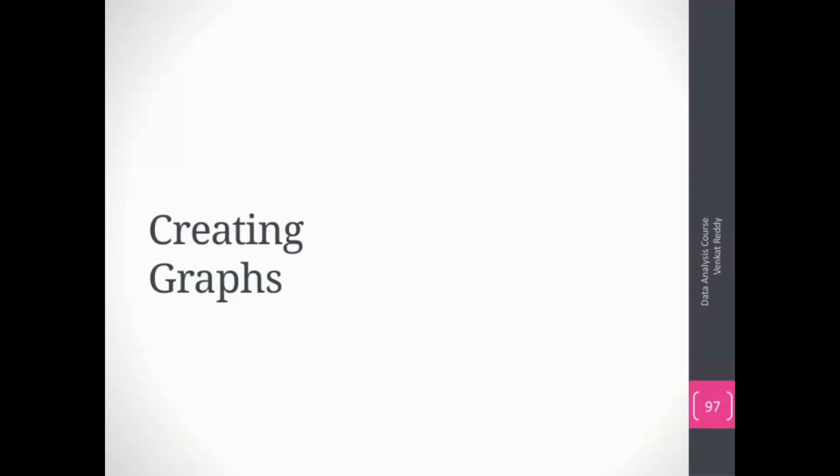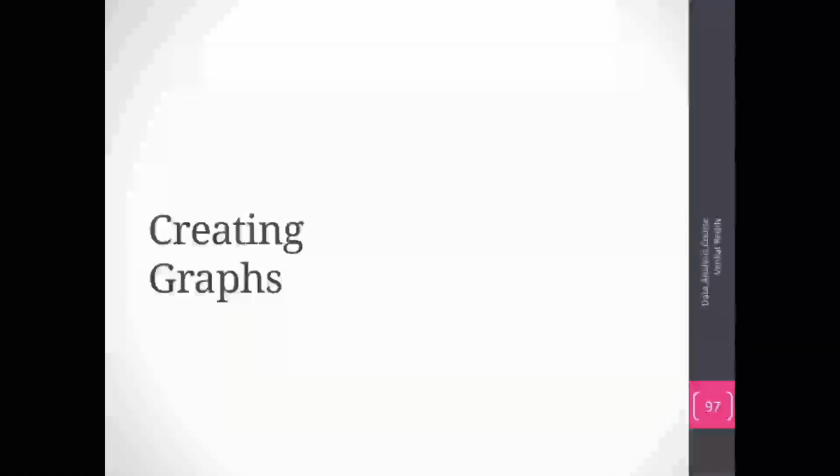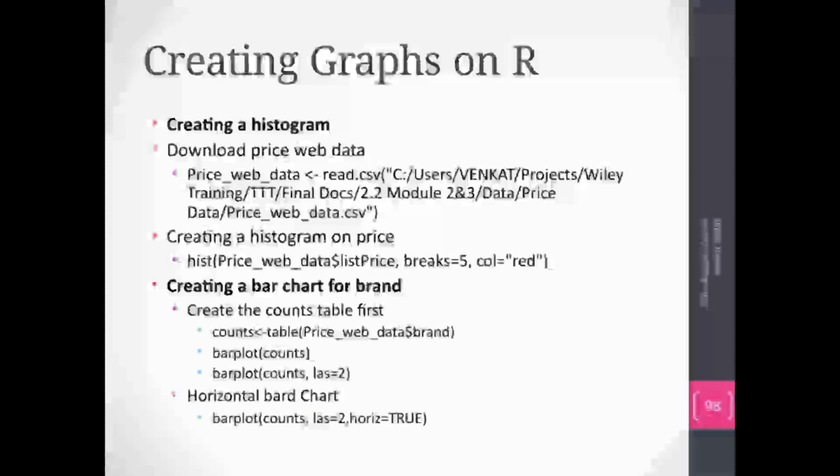Next, we move on to creating a histogram. We've imported our web data from a CSV file located at this specific path. Once we have our data loaded into PriceWeb data, we can create a histogram to understand the distribution of the listing prices. Notice that we specify breaks equals 5 to divide the data into 5 bins, and we set the color to red to make it visually appealing.